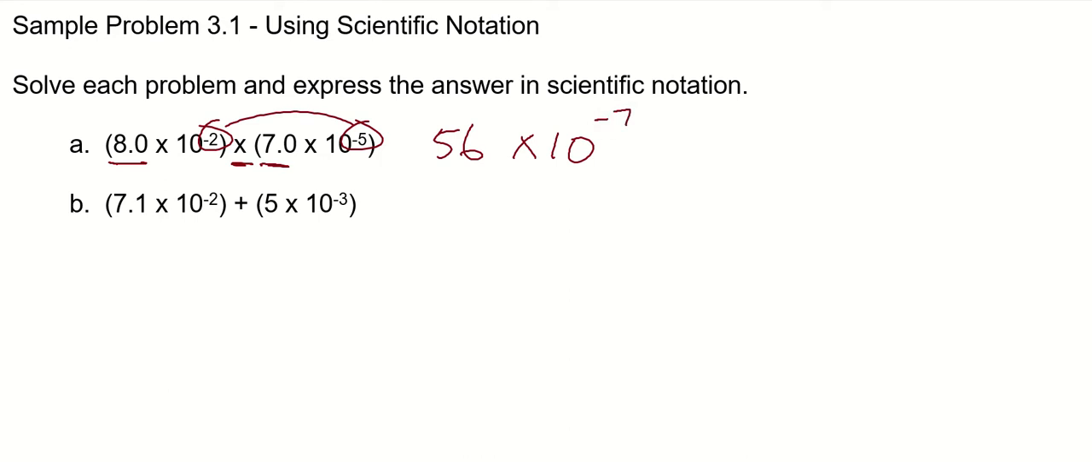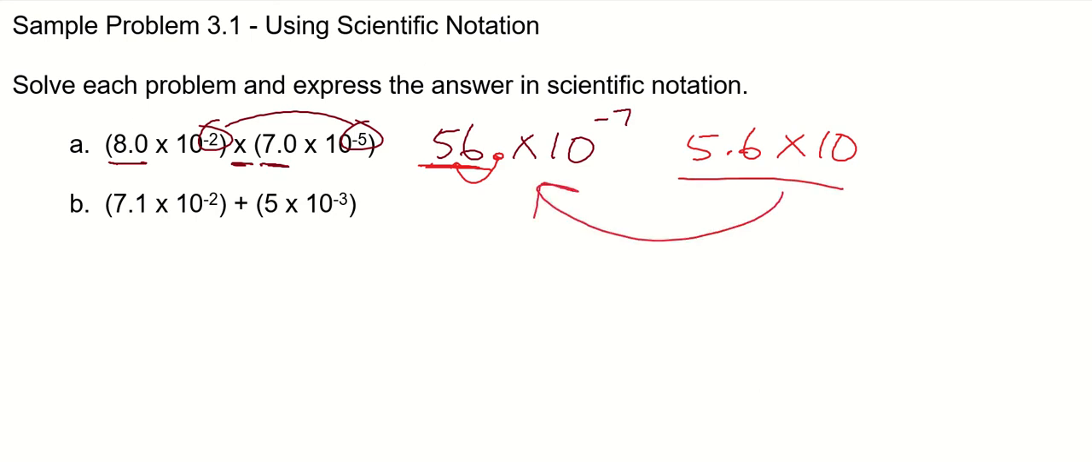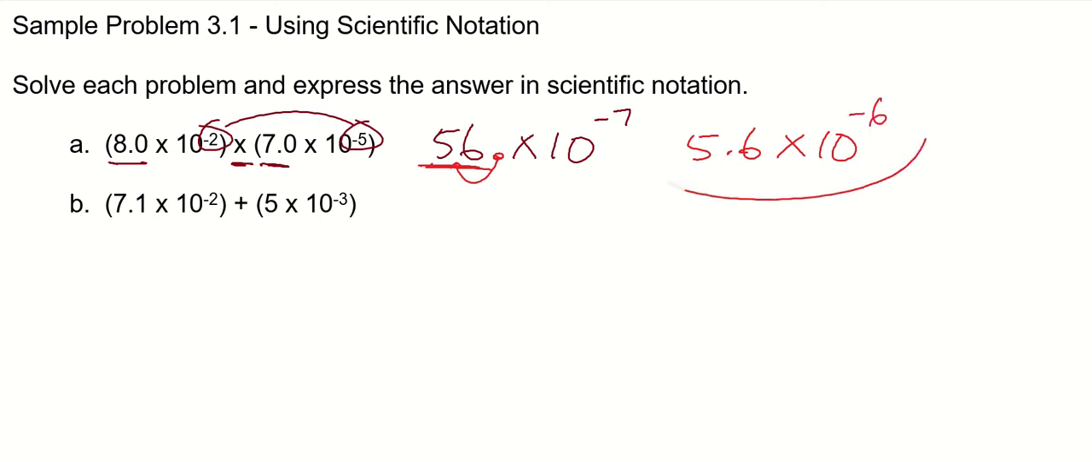Now we can't leave this in this format for proper scientific notation. The absolute value of the coefficient should be greater than or equal to 1 and less than 10. We can do that by moving this implied decimal over one spot to the left. It's going to be 5.6 times 10, and in order for this to be equivalent to that, we have to multiply it by 10 one time. In other words, we have to increase the exponent once. So that's going to be -6.